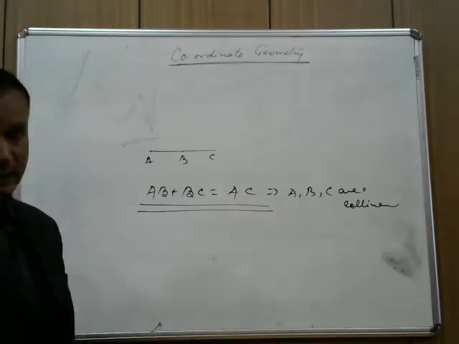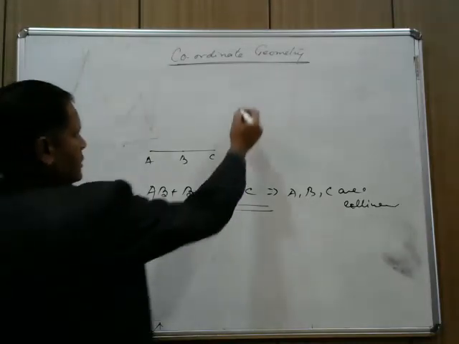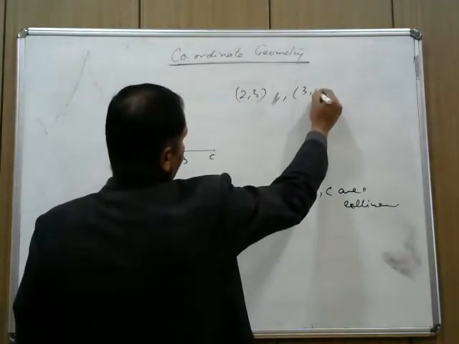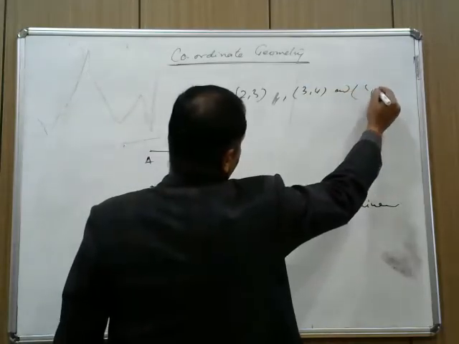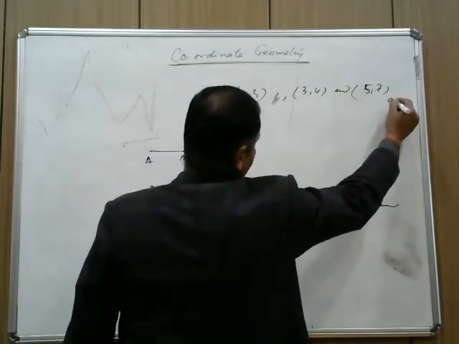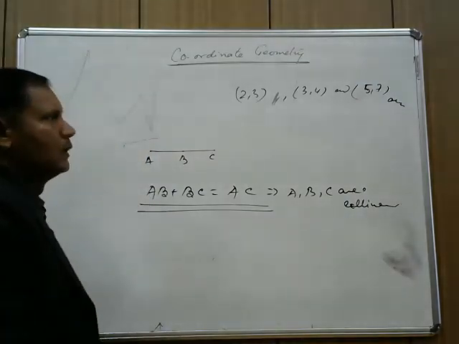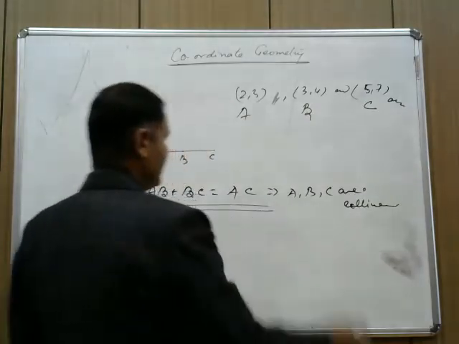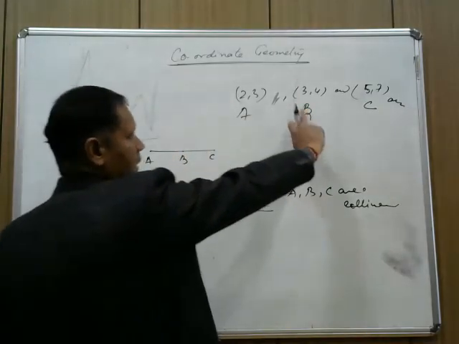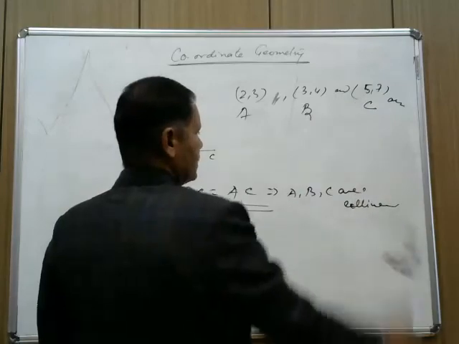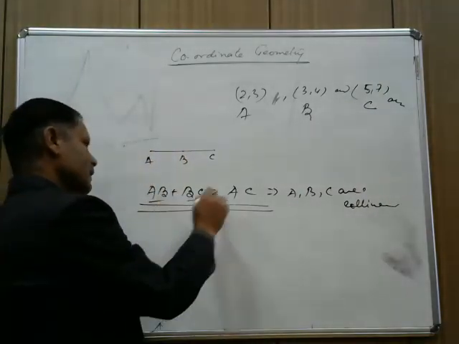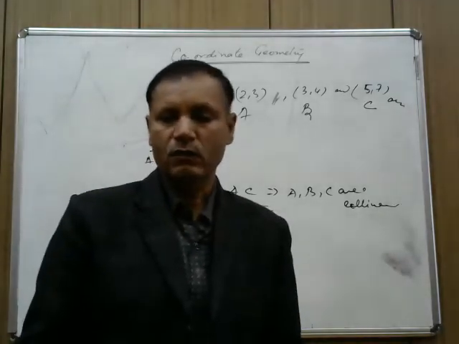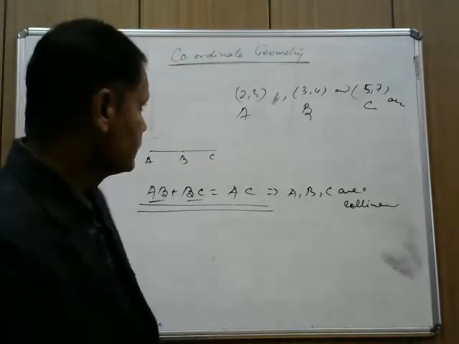If you are asked to check whether the points (2, 3), (3, 4) and (5, 7) are collinear or not, then what to do? Take this point as A, this point as B, this point as C. Find out AB, find out BC and then find out AC. If the sum of AB plus BC is equal to AC, then we say that yes, the points are collinear.